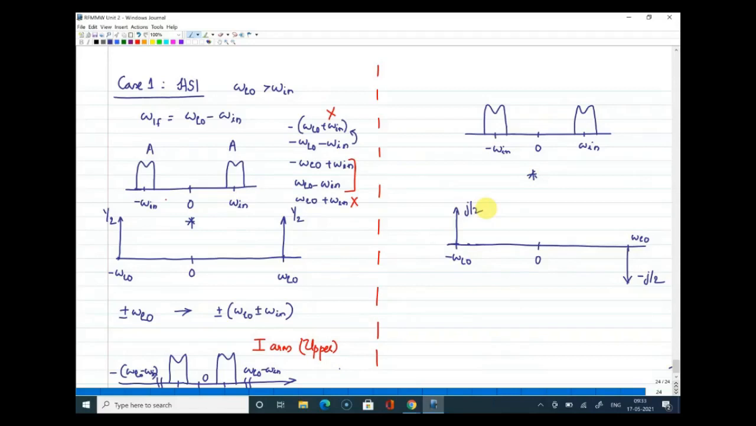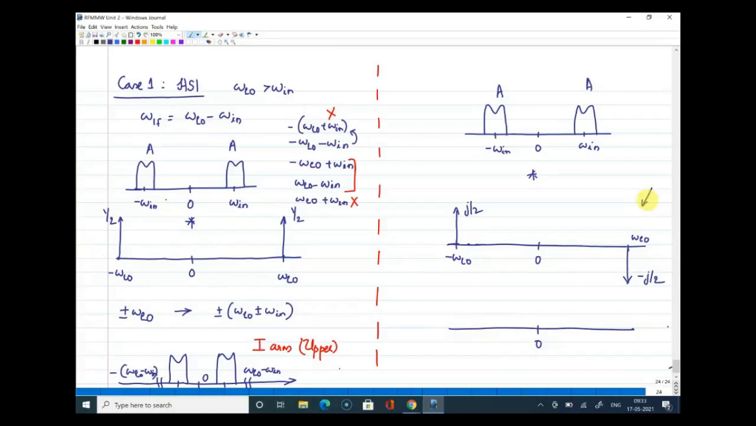When you do the operation, the resultant frequency components will be the same, plus or minus omega LO plus or minus omega in. The only difference is that now A is multiplied with j by 2 and minus j by 2, so you have to look at which component is getting reversed. There are four components, so let me draw the result over here. This is 0, and let me perform the operation here. What I'm doing is just reversing this.